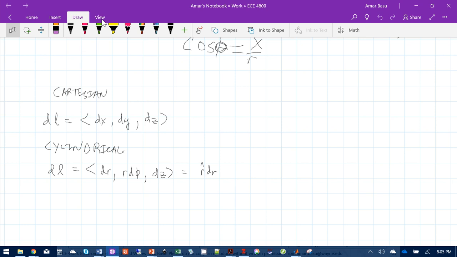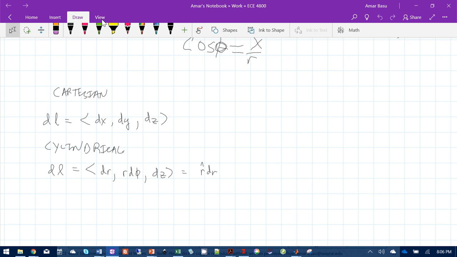Let's try the next line. What's the equation for this line? It's a quarter circle. Along the second one, r is equal to 2. That's the equation for the line. dL equals dr, r d phi, dz. So your r is a constant. What is dr? dr is equal to 0.